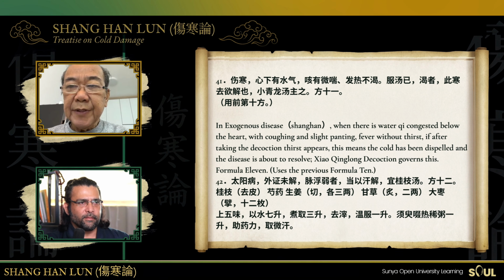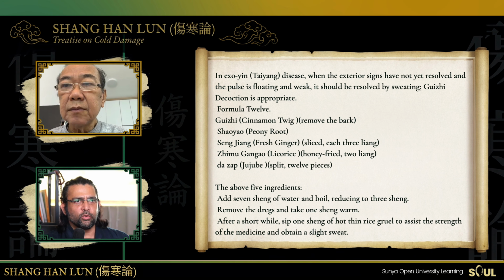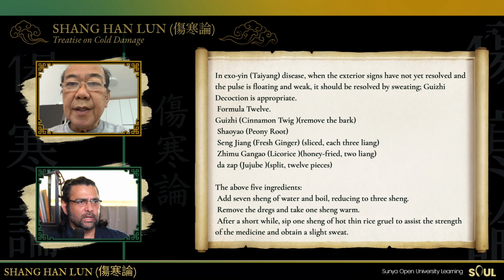Next slide. In exogenous disease, when the exterior signs have not yet resolved and the pulse is floating and weak, it should be resolved by sweating. Guizhi decoction is appropriate. Then there is a formula of Guizhi decoction.